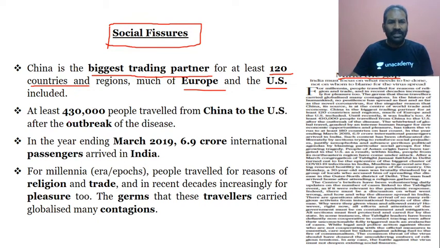And we have seen that because of this trading, please do understand this, China being the biggest trading partner, we are linking this trade with the epidemic. I'm trying to link this trade with the spreading of the virus, which was virulent.